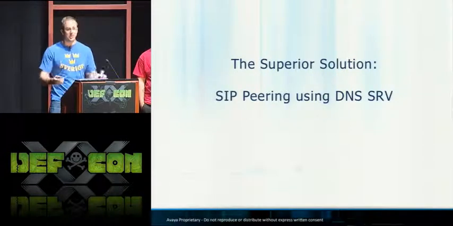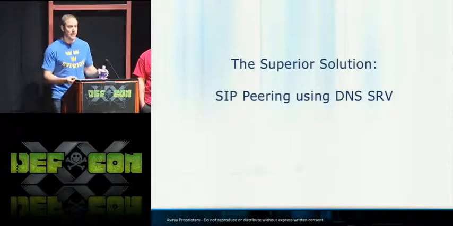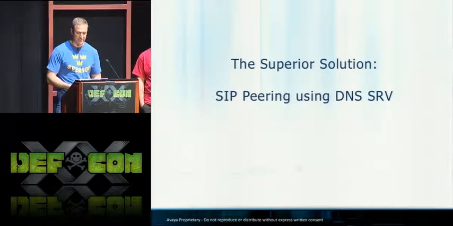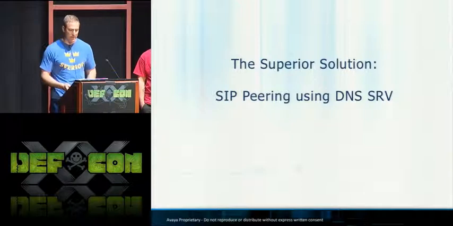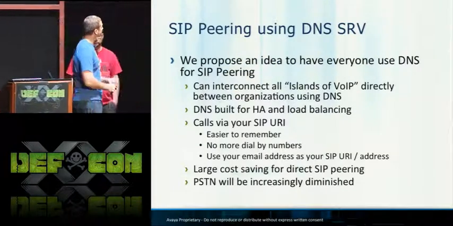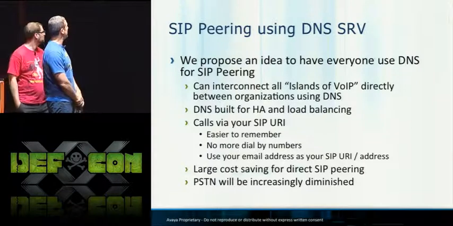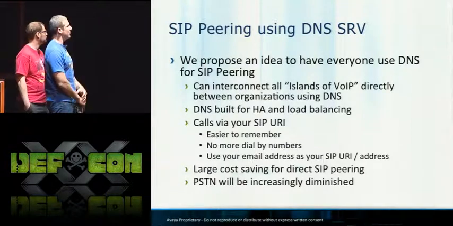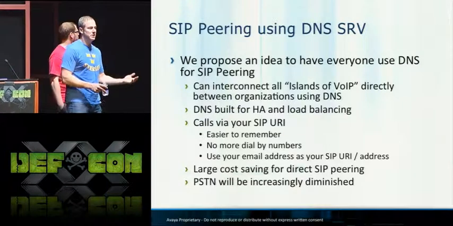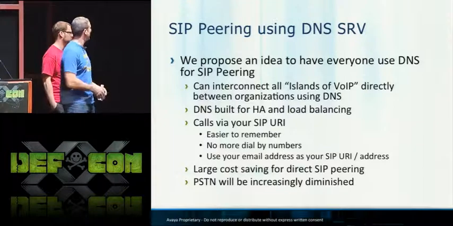So the superior solution: SIP peering using DNS SRV. If you've read this abstract, everything that we're talking about here is in this abstract. We're just going to be filling in some details. We dial by name and SIP address. We peer directly using SIP DNS SRV routing. So this is how it works here. We can interconnect all the islands of VoIP directly using DNS. DNS is built for high availability and load balancing. It's already supported. It's a resilient protocol that's lasted for a very long time.